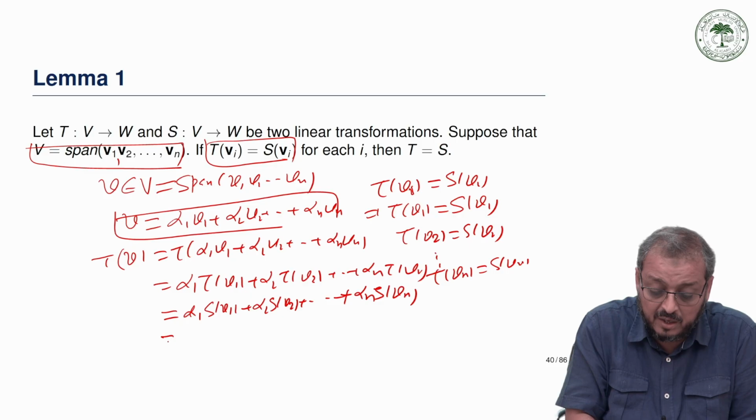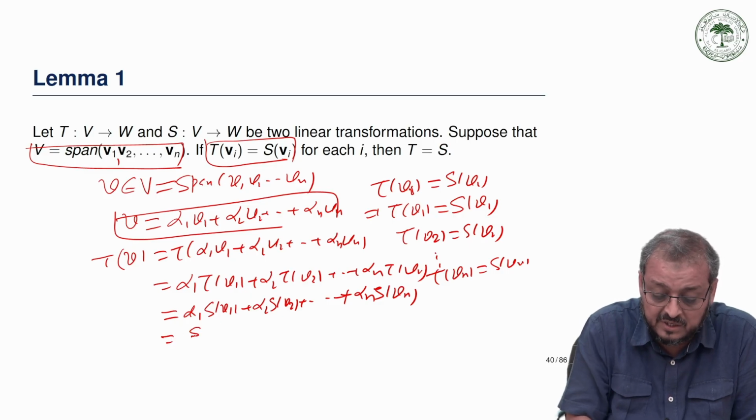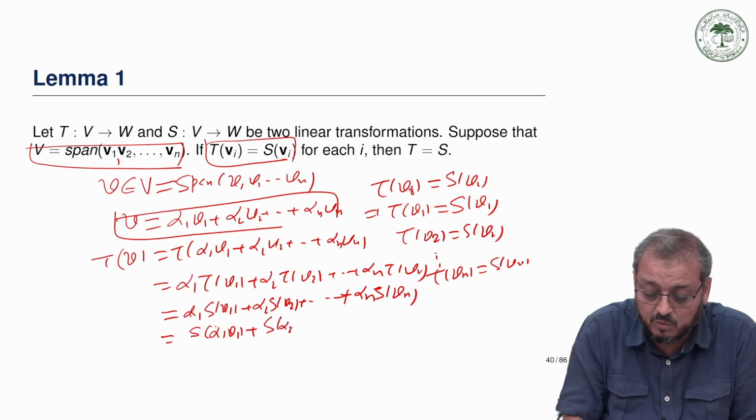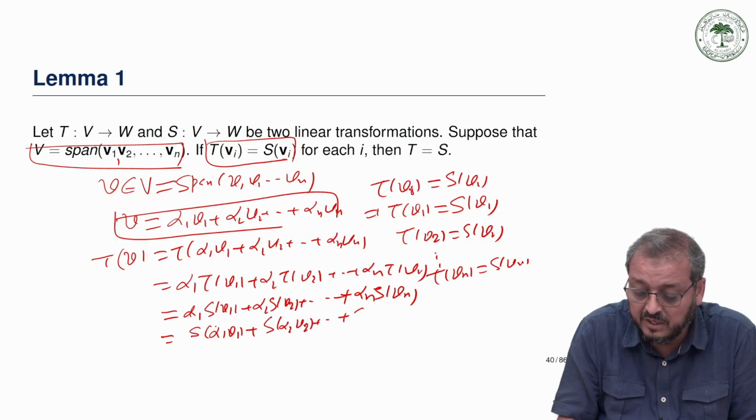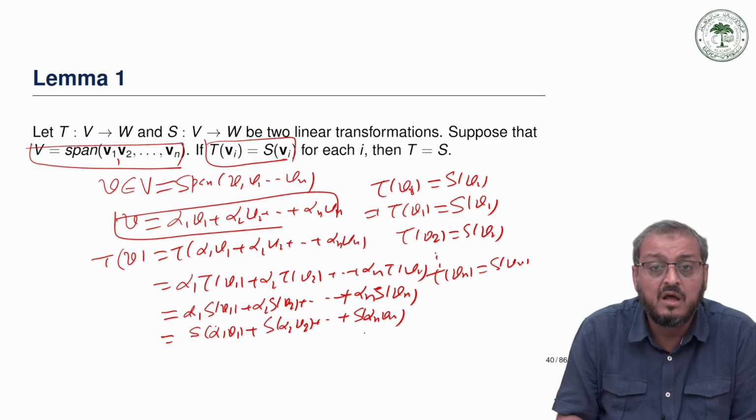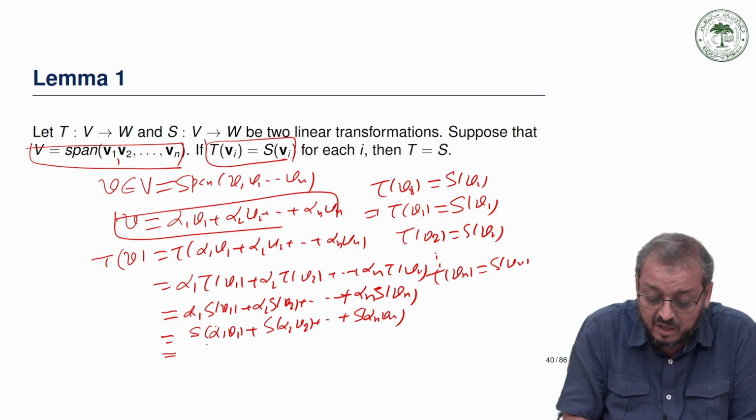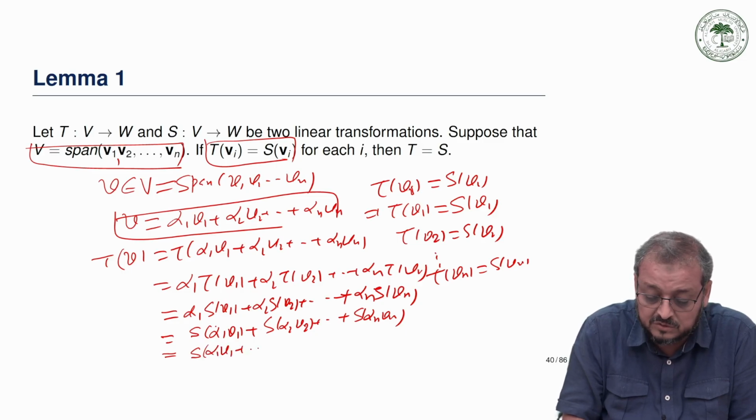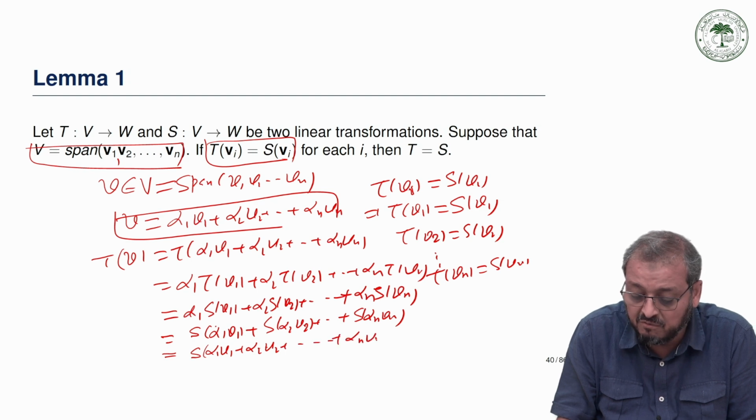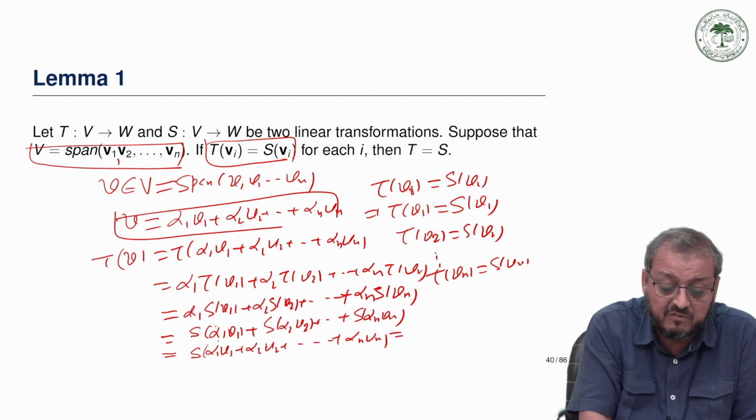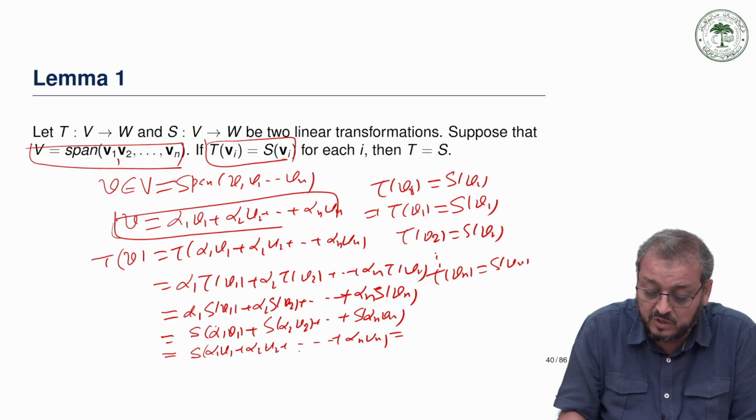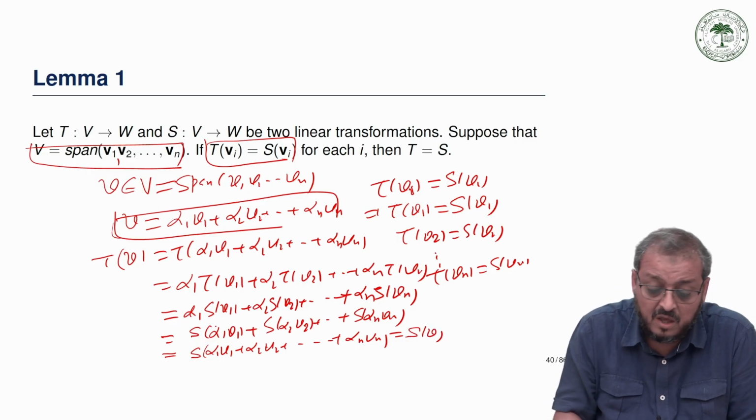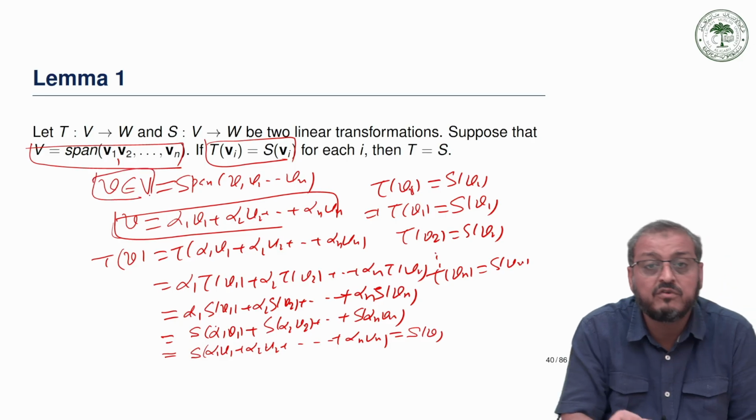Then again, because S is linear, this can be written as S of alpha 1 V1 plus S of alpha 2 V2 plus so on plus S of alpha n Vn by the linearity of S. Again S is linear, so we use the additivity condition: S of alpha 1 V1 plus alpha 2 V2 plus so on plus alpha n Vn. Now alpha 1 V1 plus so on plus alpha n Vn is equal to V, so this can be written as S of V, and V is an arbitrary element of the vector space V.